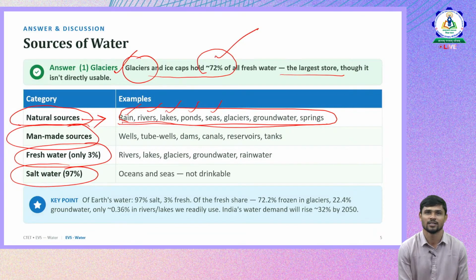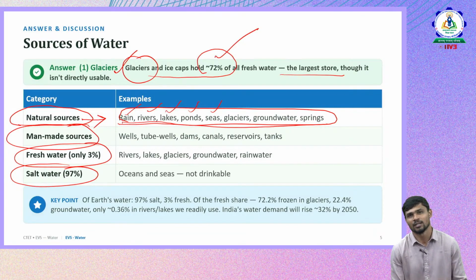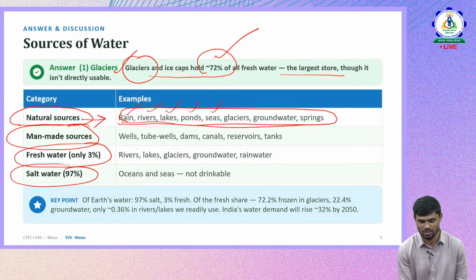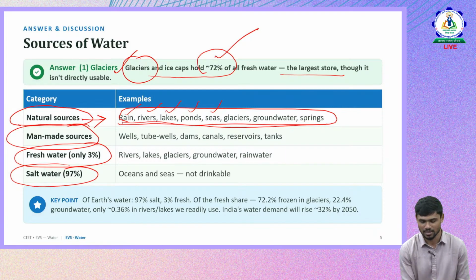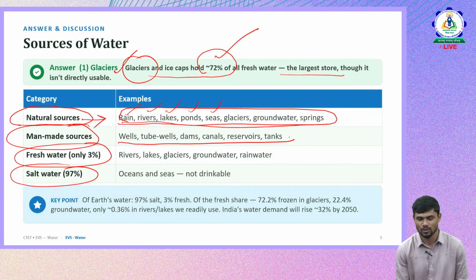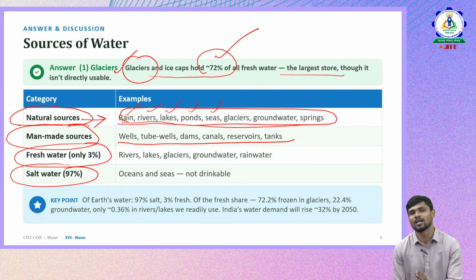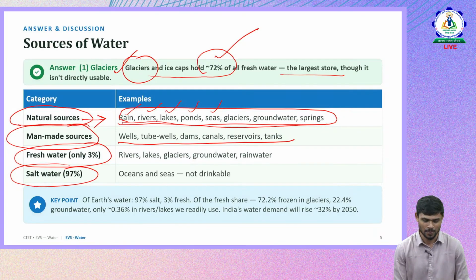What about man-made? Are there any man-made sources of water? Yes, because we human beings, for our needs, also create sources of water artificially. They are called wells, tube wells, dams, canals, reservoirs and tanks. Whatever we build for our own sake, for the purpose of water, comes under man-made sources. Not only water, anything that is man-built is man-made only.